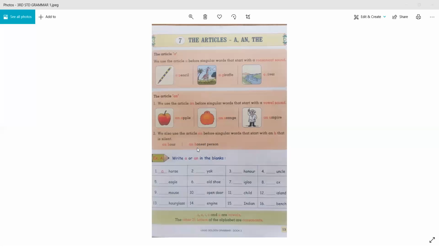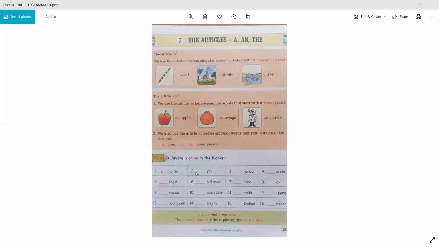An honest person. Honest person नहीं बोलते. How do we say honest person? Yes, it starts with a consonant H, but after making H silent, we start the sound with O. So because of this reason, we have to use article an.